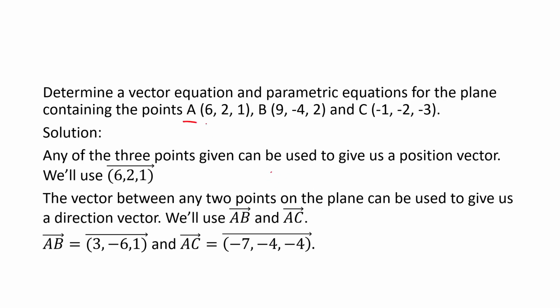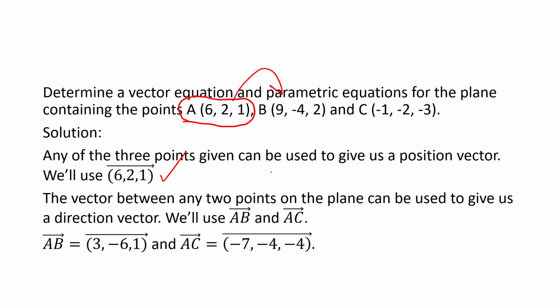So let's say I use the point 6, 2, 1. Actually, I shouldn't say the point is used as the vector. What I'll say is, if I know the point 6, 2, 1 to be on the plane, then I know the vector 6, 2, 1 can be a position vector. That's a better way of saying it. Now, to get two direction vectors, it's pretty easy.